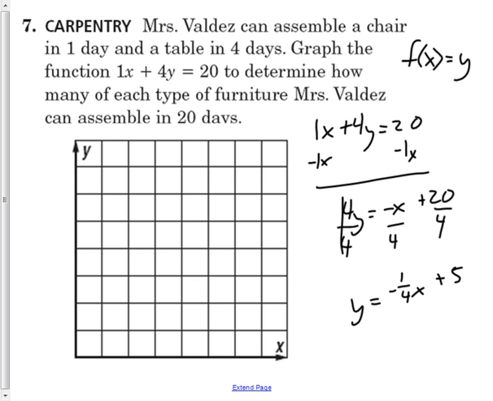All right, so it says graph the function to determine how many of each type of furniture Mrs. Valdez can assemble in 20 days. Notice here we're only looking at quadrant 1 because negative answers do not make sense here because you can't really go backwards in time. If we were to think of this, again, this is 1/4.